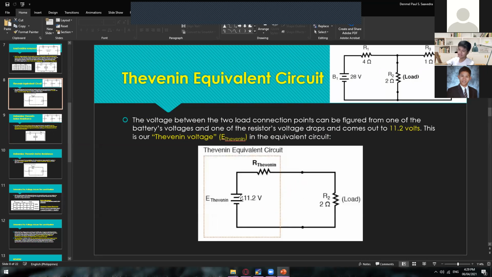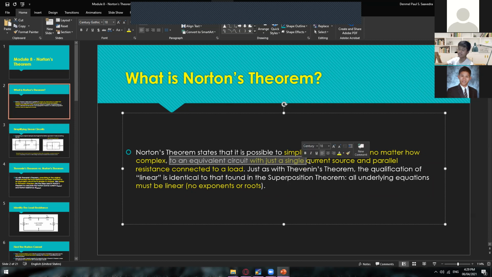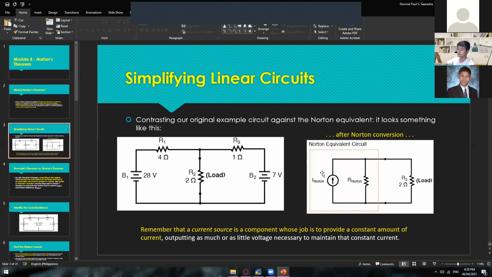Okay, so in Thevenin's theorem, you will have a series connection, wherein you will get the Thevenin's voltage and then Thevenin's resistance. And then we always have the load resistance, which is the same with Norton's theorem. It's just that here, it says: simplify any linear circuit, no matter how complex the circuit is, to an equivalent circuit with just a single current source and parallel resistance connected to a load. So in Thevenin's theorem, we have a voltage source, but in Norton's theorem, we have a current source. Okay, so that's the only different thing.